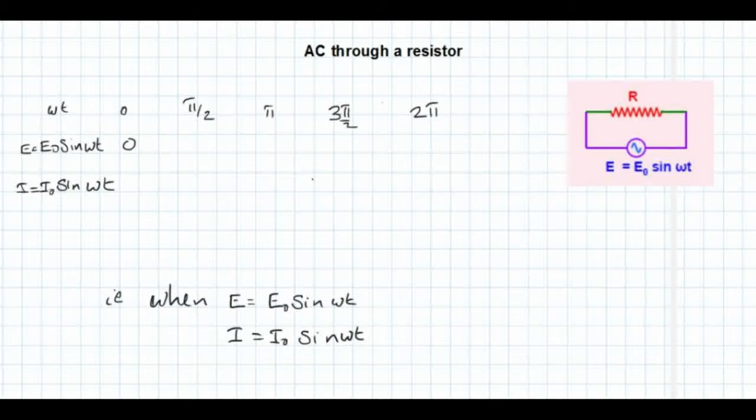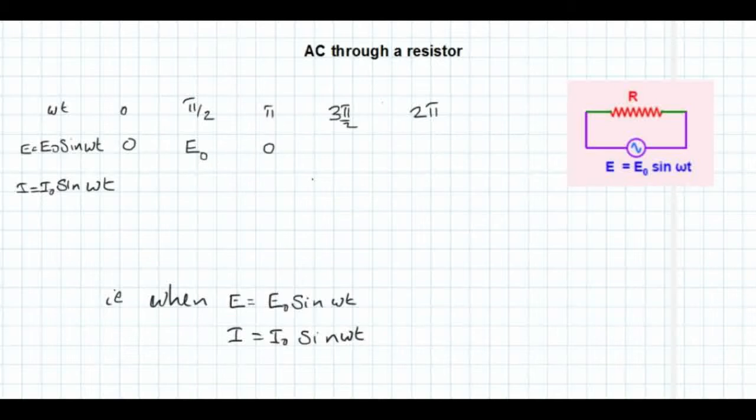What is the value of E in the case of omega t equal to 0? In the last class we have seen that when omega t is equal to 0, sin omega t will become sin 0. Sin 0 is equal to 0. 0 into E0 is 0. So for omega t equal to 0, E is equal to 0. The next value is omega t equal to pi by 2. Sin pi by 2 is nothing but sin 90. Sin 90 is equal to 1. 1 into E0 is E0.